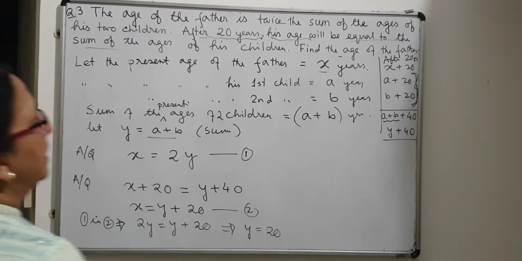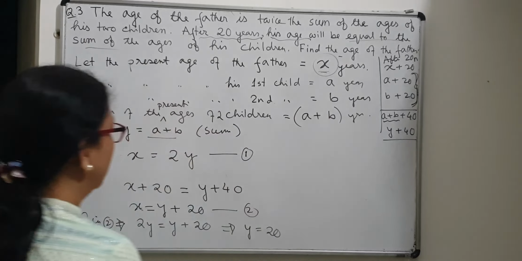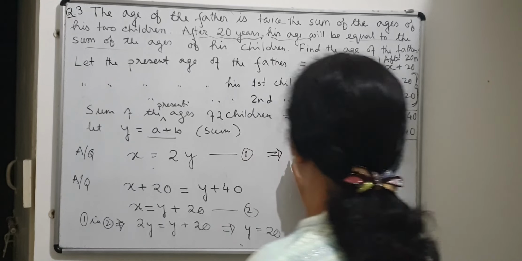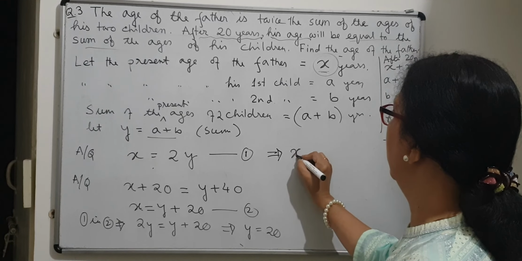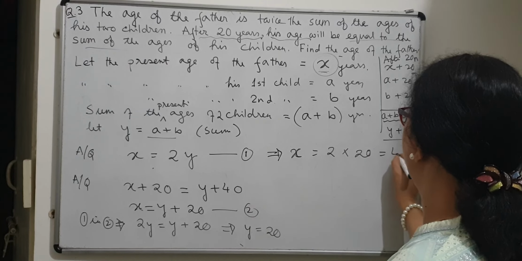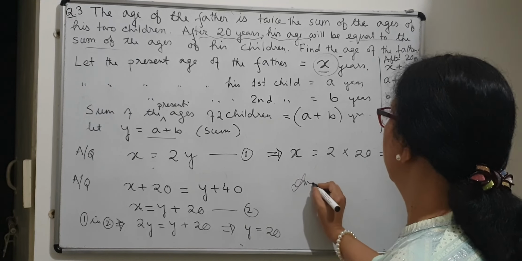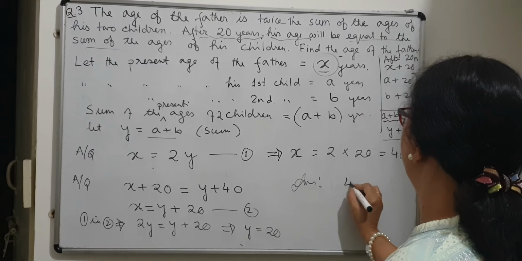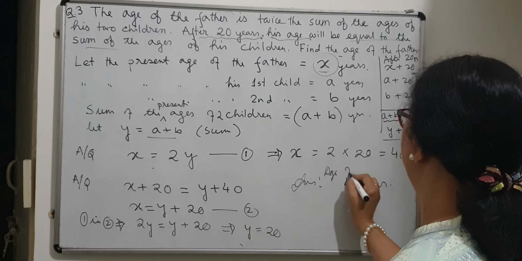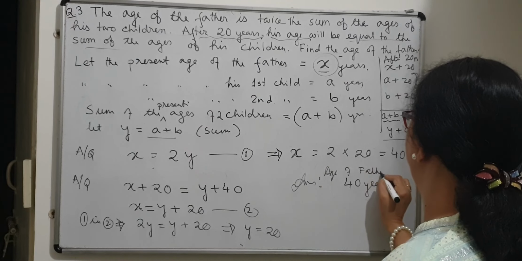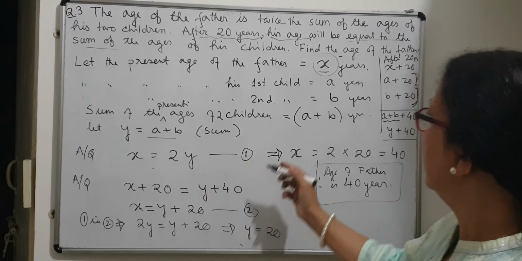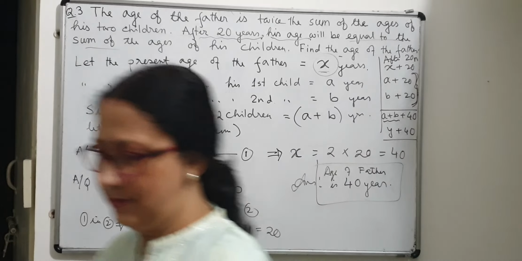Now we have to find the age of the father, that is, we have to find X. So put this value of Y in equation 1. From equation 1 I am getting the value of X is equal to 2 into Y, which is 20. So that is 40. So the answer: the age of the father is 40 years. Okay, that's all.